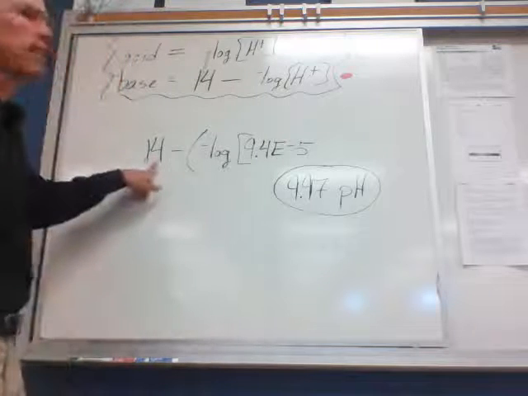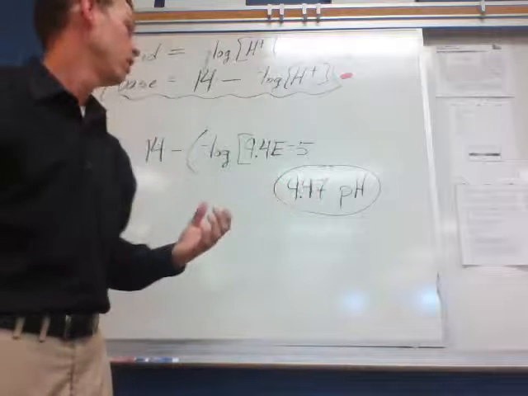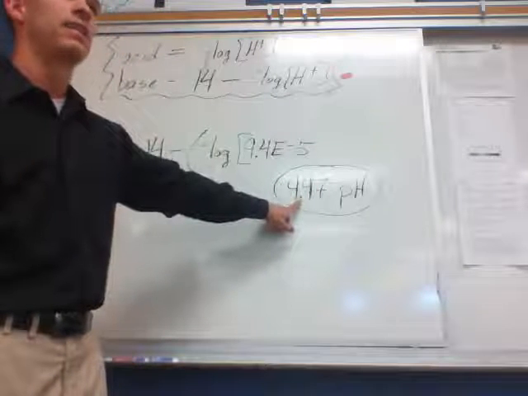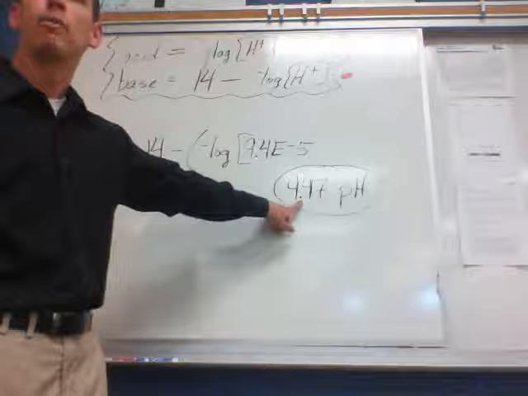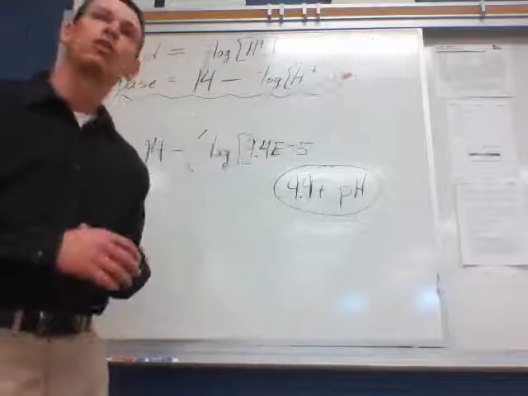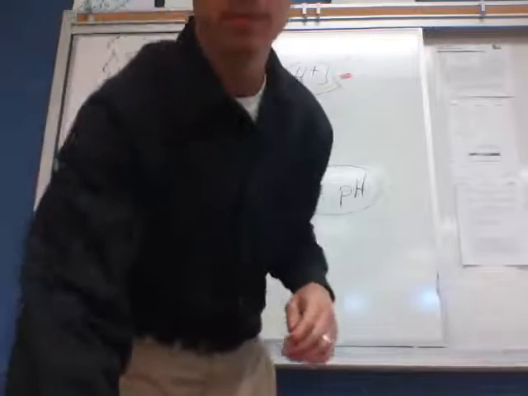Keep in mind, the only reason we did this 14 thing was because we were analyzing a basic solution. All right? And we ended up with a pH of 9.97. Is this solution more acidic or more basic? More basic, as it should be, since it's a solution of NaOH. Let's do another.